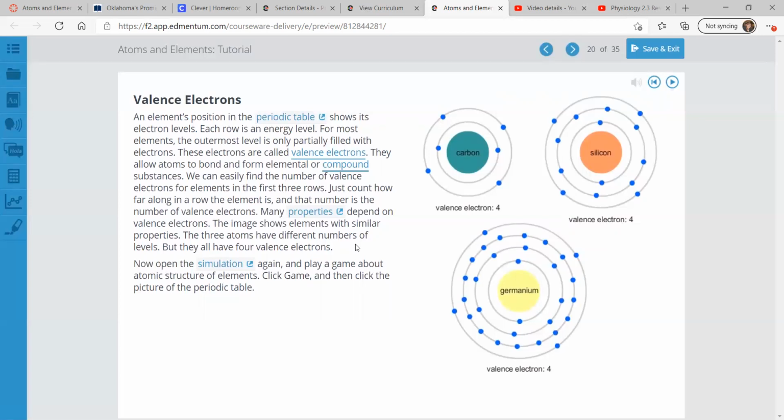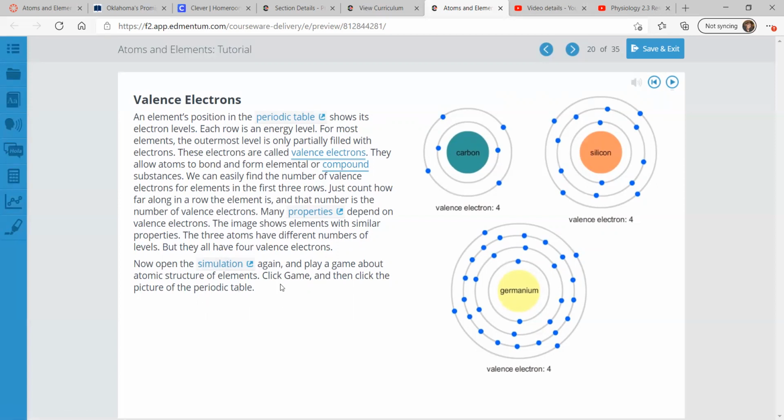And we can easily find the number of valence electrons for elements in the first 3 rows. Just count how far along in a row the element is, and that number is the number of valence electrons. And many properties depend on valence electrons. These account for the bonds, maybe how attractive elements are to other elements, those types of things.